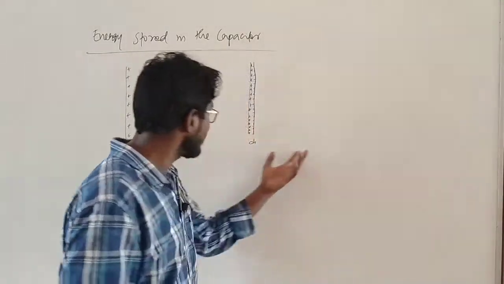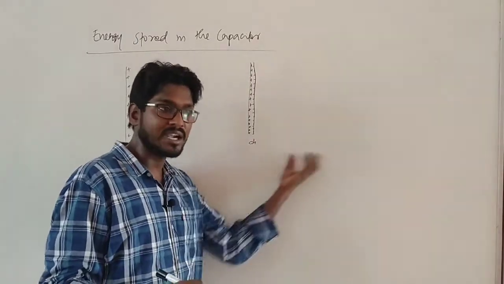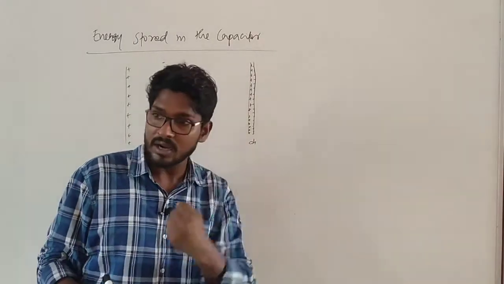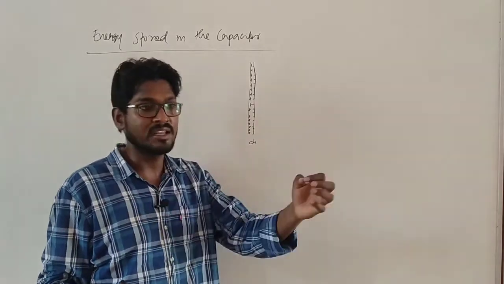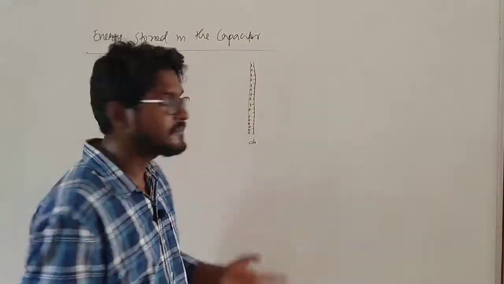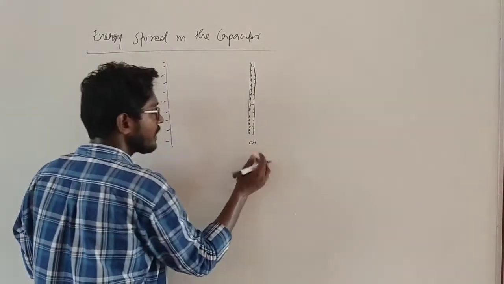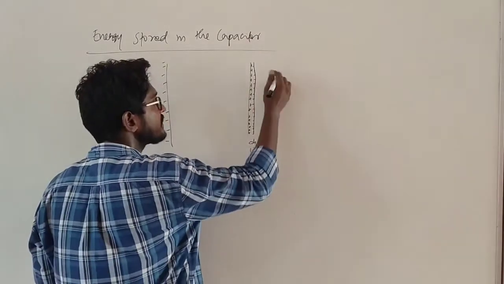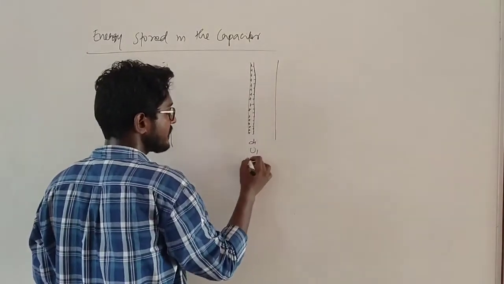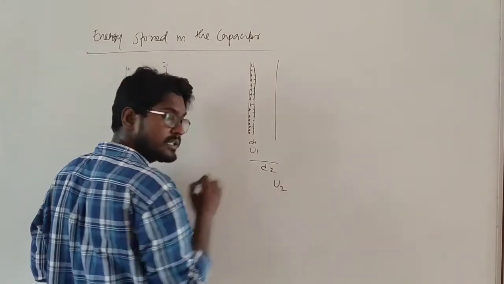And now if you are changing the configuration, means if you are changing the gap between the capacitor plates, you will have to do some work, and that work will be equal to the change in potential energy of the capacitor. So if this is a configuration with gap d1, potential energy is u1, and now you are increasing the separation. Let us assume this is the separation d2, and potential energy is u2.